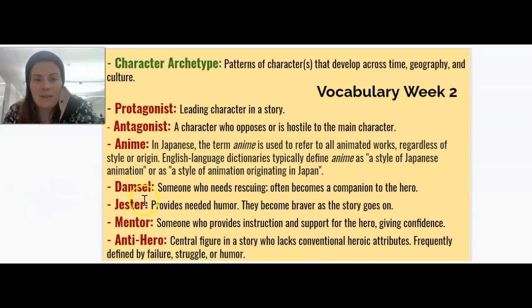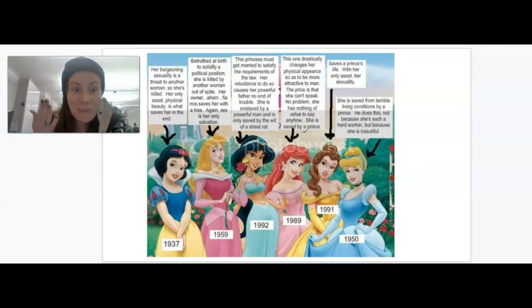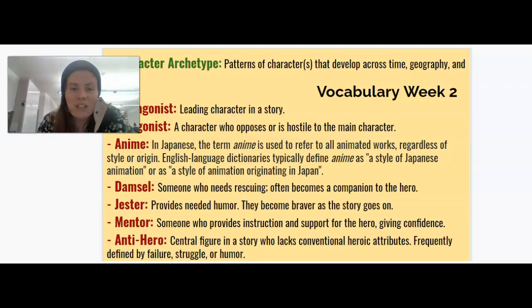All right, the rest of these, damsel, jester, mentor, anti-hero, are all character archetypes. So let's talk about them and then let's problematize them. Starting with the damsel. What do you notice in these pictures? They're all women? So our definition we're working with is someone who needs rescuing, often becomes a companion to the hero, and often traditionally is portrayed by a woman. Again, remember you have that extra added article in the back of our hero's journey packet if you want to get really deep into feminist criticism of the hero's journey or of character archetypes in general. There's a lot of space to take a gendered view here.